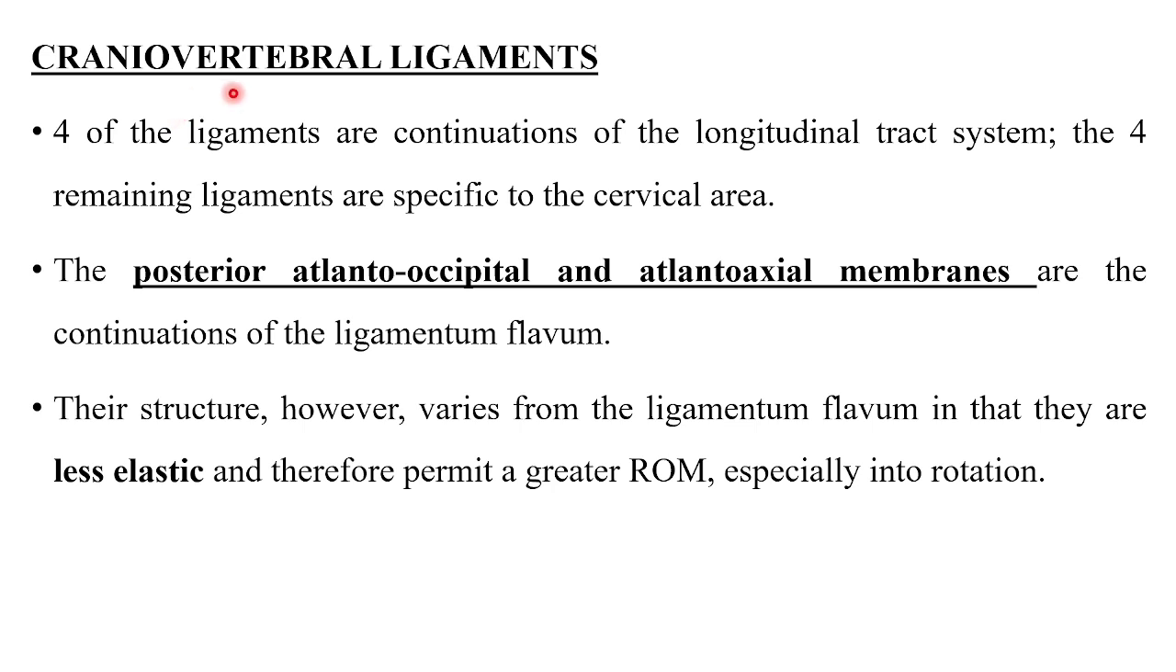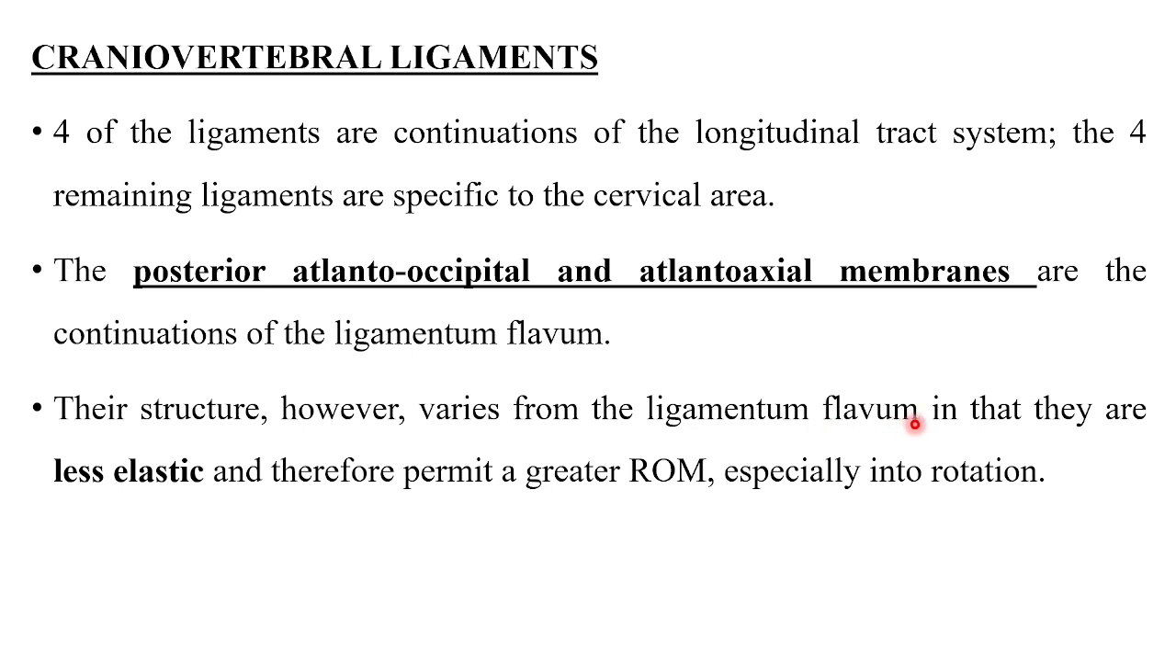Next is the craniovertebral ligaments. What are the ligaments that support the craniovertebral region or craniovertebral joints? Four of the main ligaments are continuations of the longitudinal tract system. The four remaining ligaments are specific to the cervical area. The posterior atlanto-occipital and the posterior atlantoaxial membranes are the continuations of the ligamentum flavum. Their structure, however, varies from the ligamentum flavum in that they are less elastic and therefore permit a greater range of motion, especially into rotation.